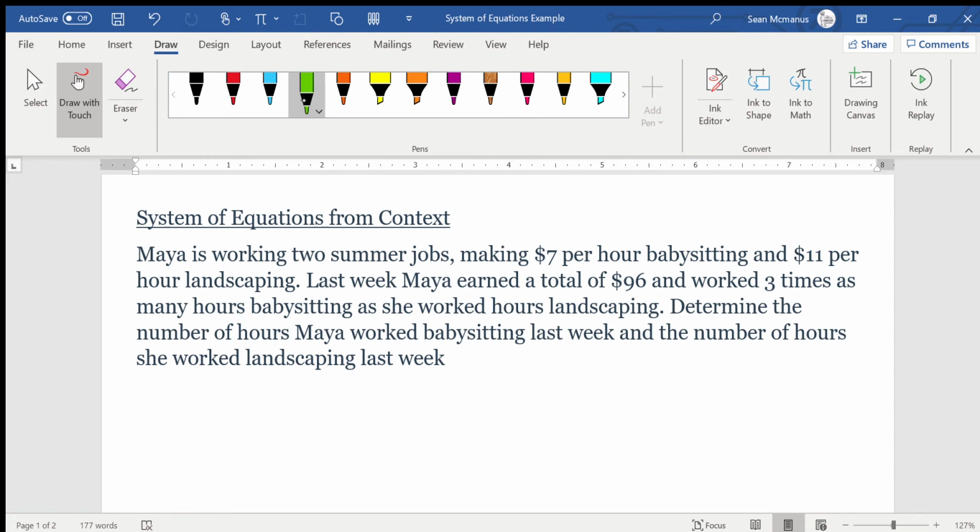So remember the question, it asked me to find the hours worked babysitting and the number of hours worked landscaping. So those are the two things it asks me for. Those are the two variables. So this time we'll just use x. So x would be the number of hours babysitting.